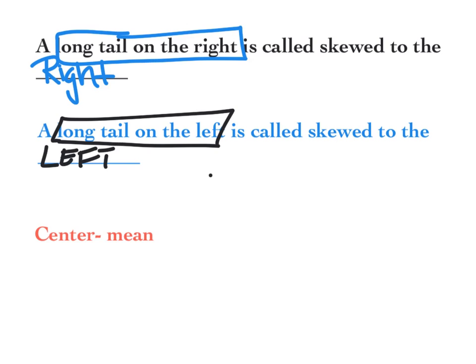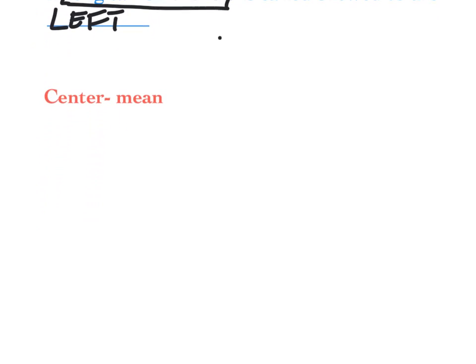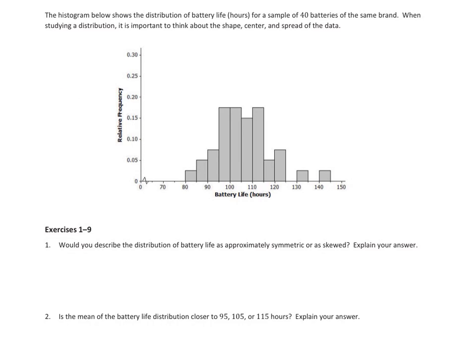The center is just our mean. So here is a histogram. In a histogram, those bars are touching each other. It shows the battery life in hours for 40 batteries. When studying the distribution, it's important to think about the shape, center, and spread.